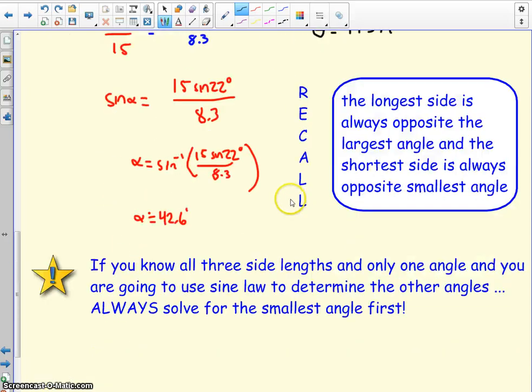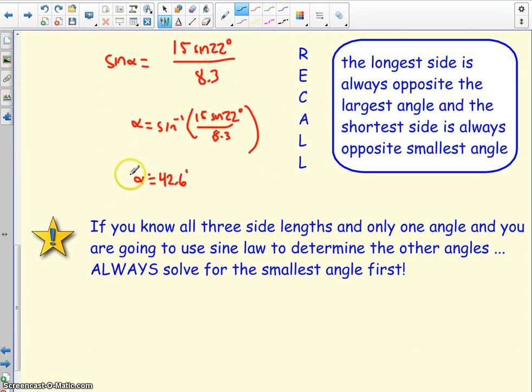Okay, so it seems a little tricky now to have to worry about possible ambiguity. So one way around it that I mentioned was that if you have to use sine law to determine the other angles, always solve for the smallest angle first. That will get rid of the ambiguity. The other option that you have is cosine law has absolutely no ambiguity to it whatsoever.